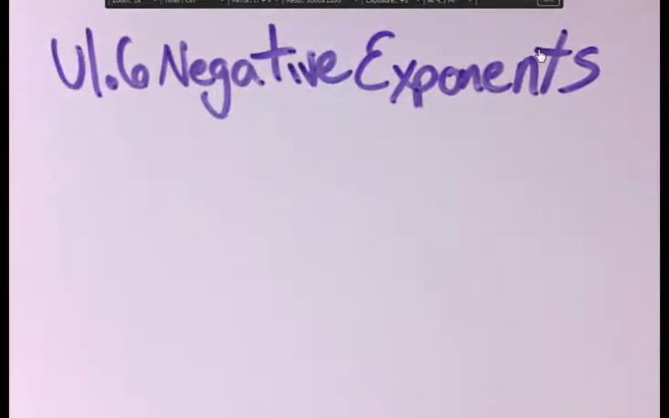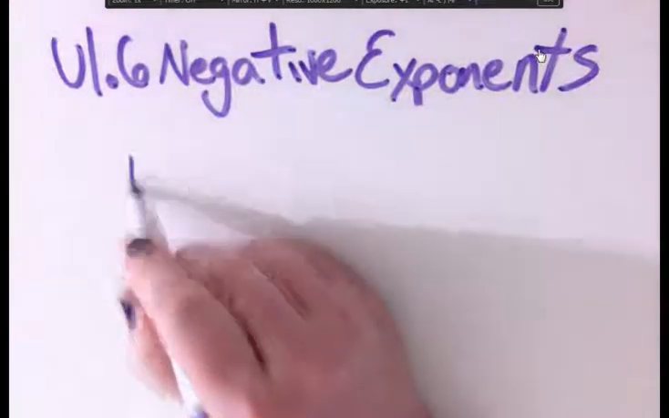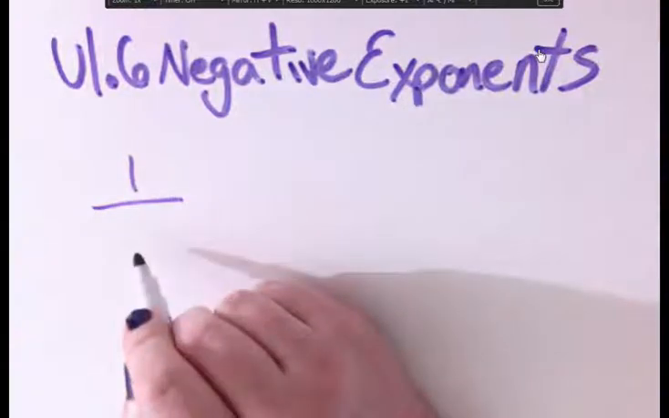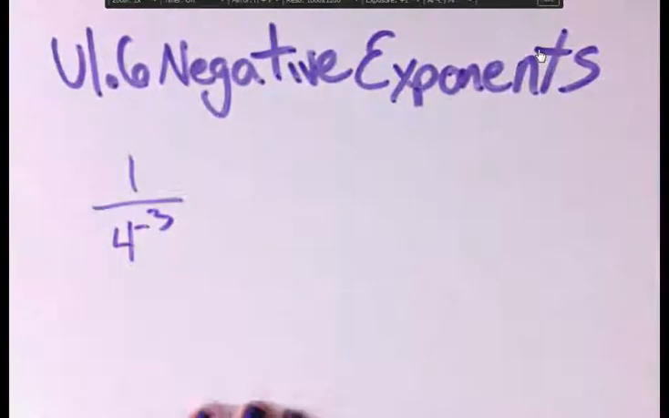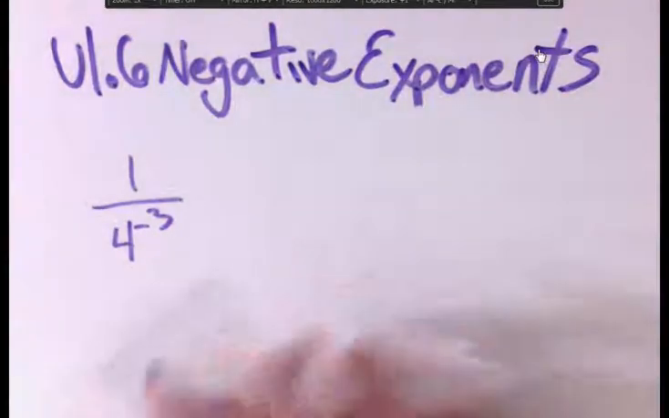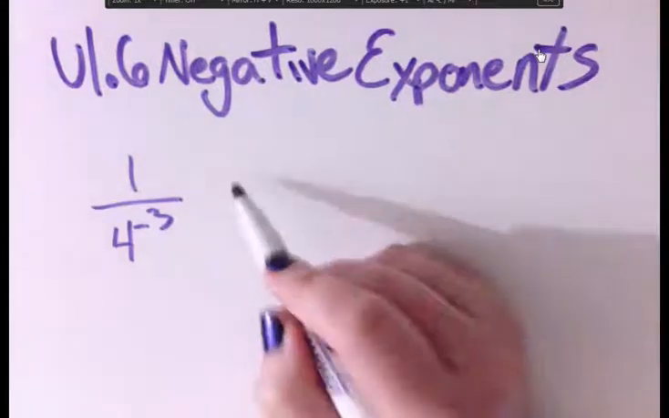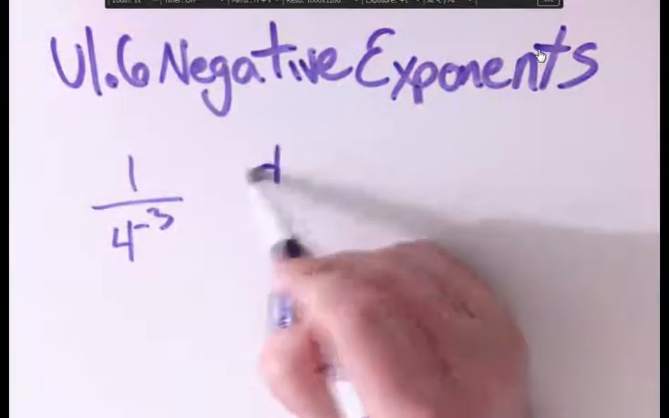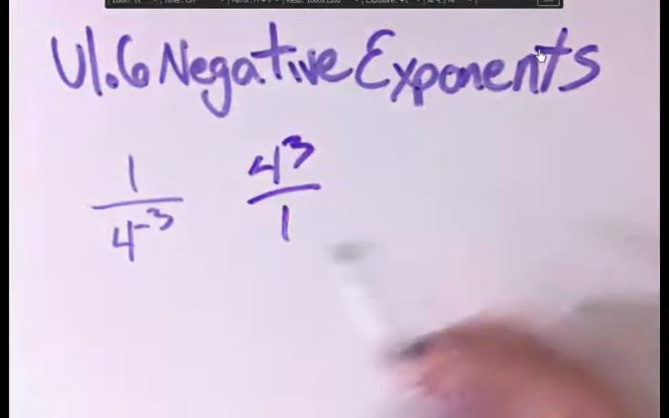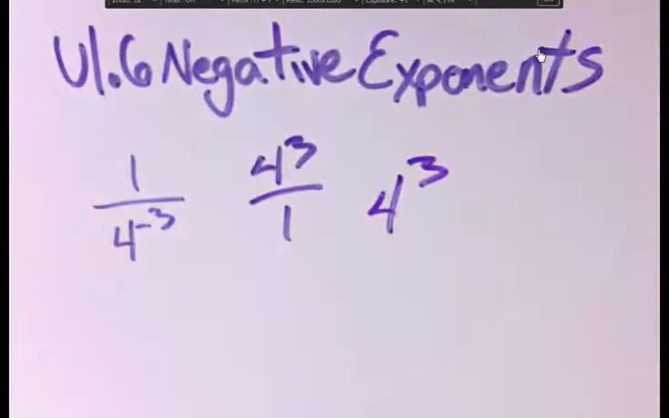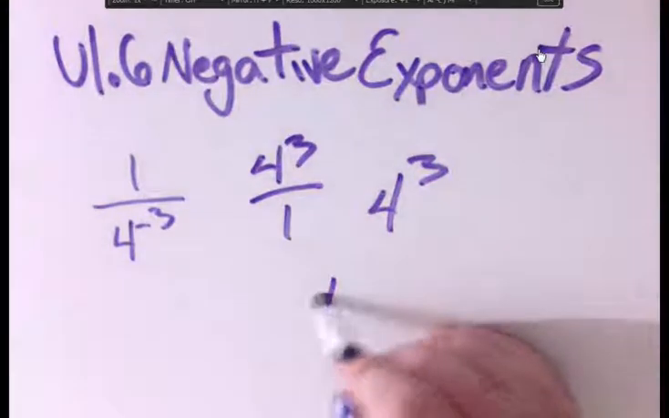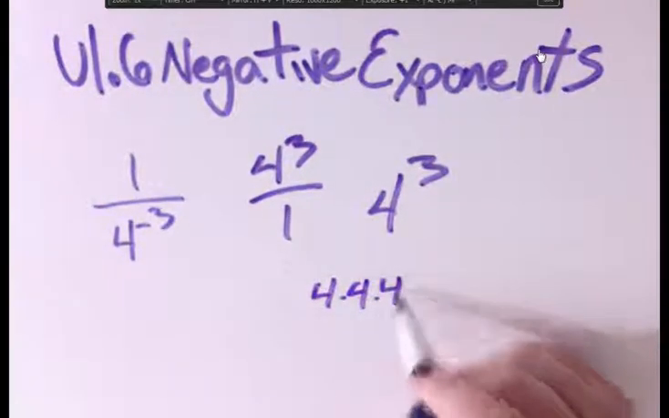So now we're going to find the value of the expression 1 over 4 to the negative 3. So once again, we can do the inverse of this. So we can flip this. So we're going to have 4 to the 3 all over 1, or we can just leave it as 4 to the 3. So now we just do 4 times 4 times 4.